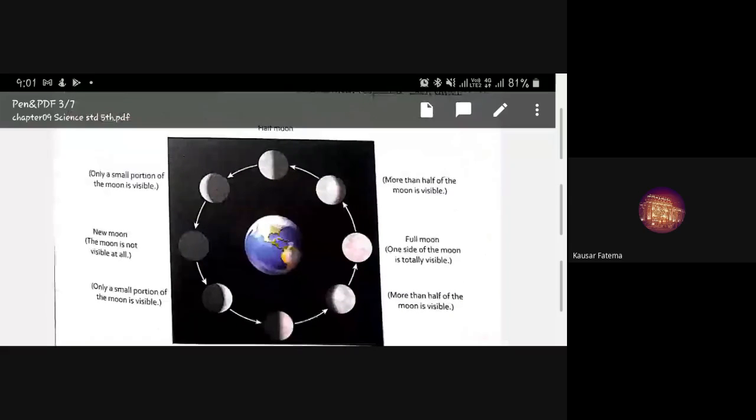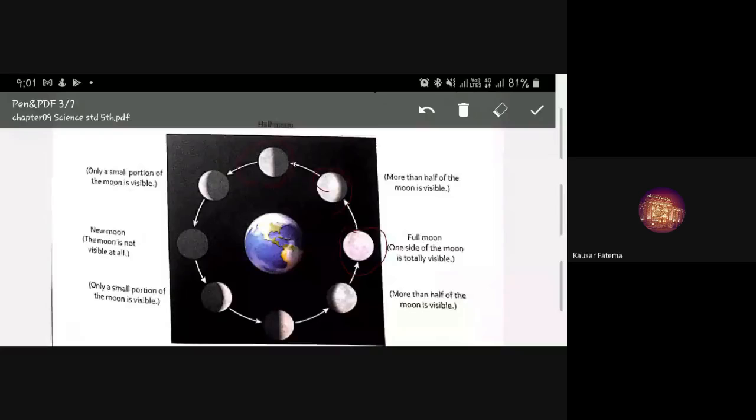You can see as from here it starts a little, then a little more, then it becomes big. Sometimes it happens like that. From here, then little, then big. Okay, so these all are having phases.